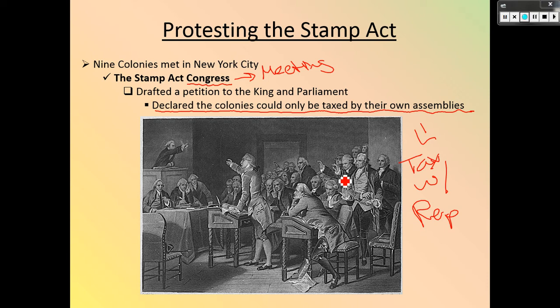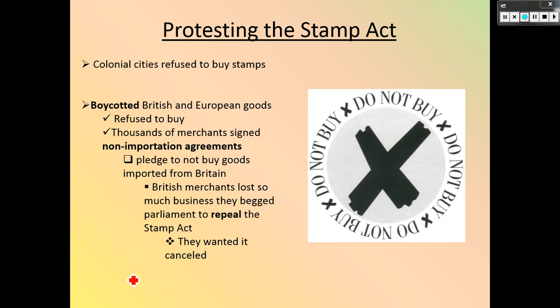And this is the first time that the colonies really start to group together. They realize that Benjamin Franklin was right. The Iroquois Confederacy plan was correct. They need to be working together as one fist instead of just as individual fingers trying to poke someone. They're going to do much more damage and have much more impact if they're all going to work together.